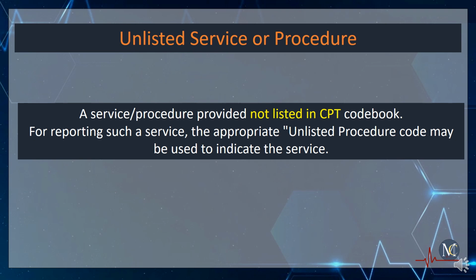When a service or procedure is provided that is not listed in the CPT book, an unlisted procedure code is used to indicate the service. For example, if a new surgical technique or procedure is performed for which there is no specific CPT code, the provider may report it by using an unlisted surgical procedure code.